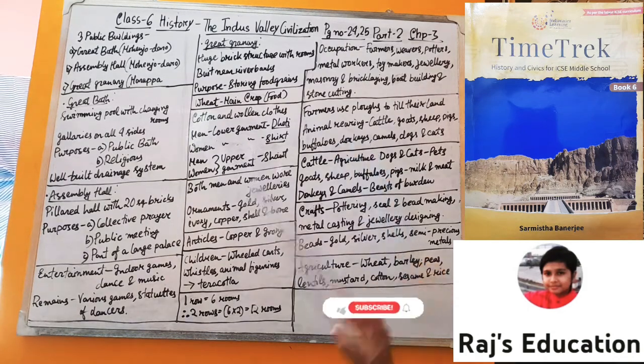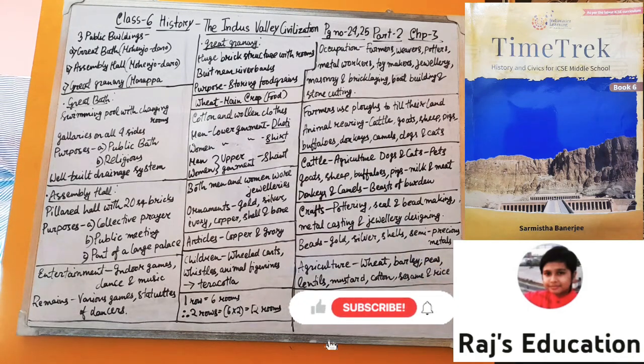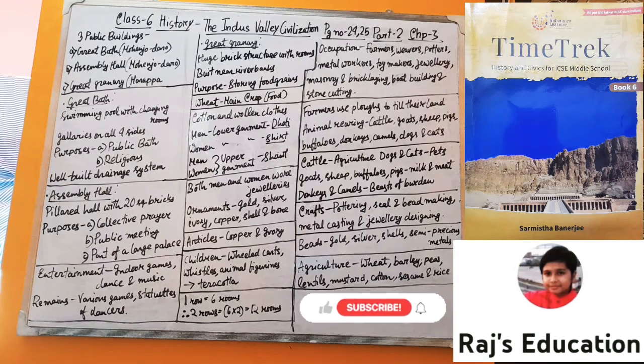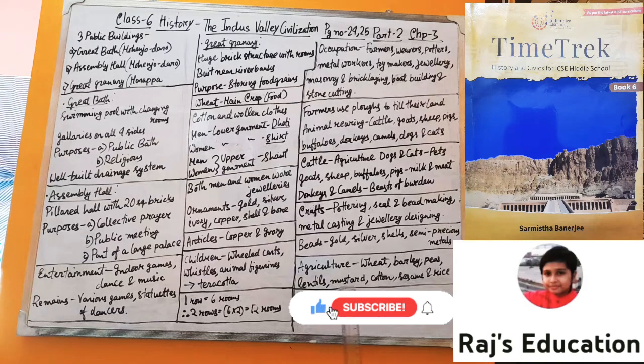The farmers at that time grew wheat. Here it is given that the farmers of the Indus Valley Civilization used to grow wheat, barley, peas, lentils, mustard, cotton, sesame and rice. So these were the crops grown by the farmers of the Indus Valley Civilization.